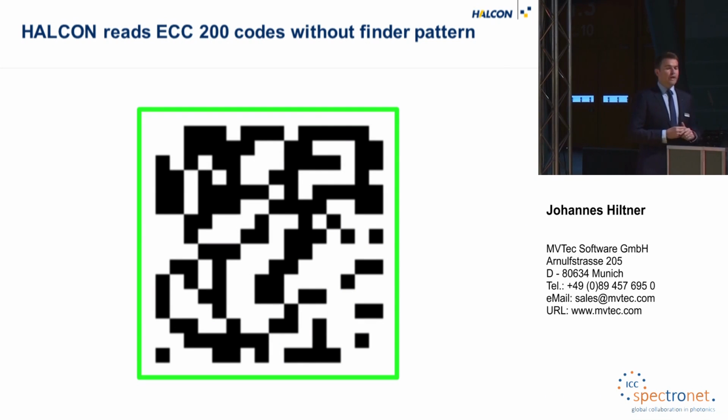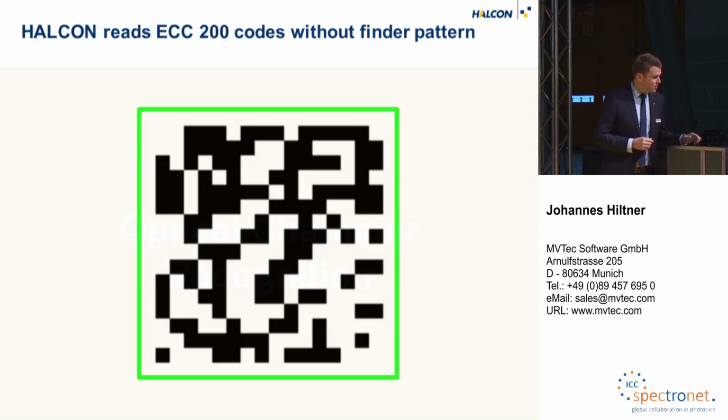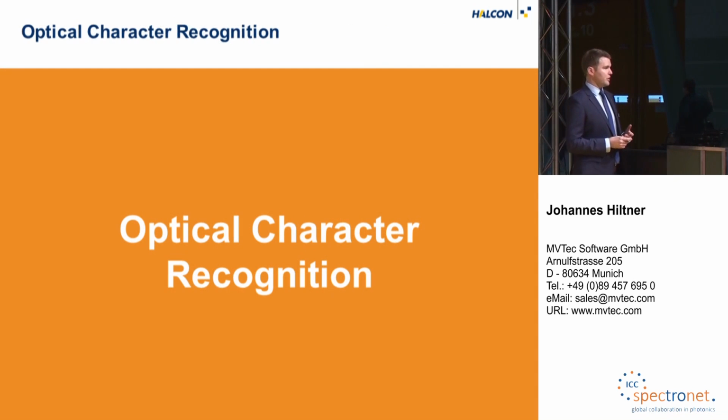Another topic when it comes to identification is OCR, optical character recognition. And since various HALCON versions, we try to make optical character recognition as easy for our customers as possible. And this means that we introduced a new operator which is called find text. And this find text operator, well, it actually does what it says. It finds text for you. So it's an automatic segmentation approach for text.